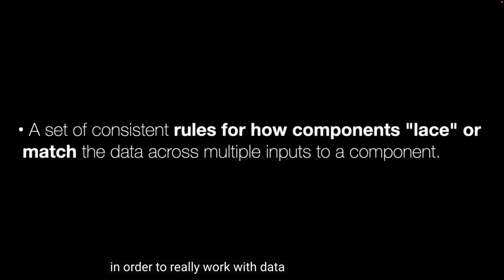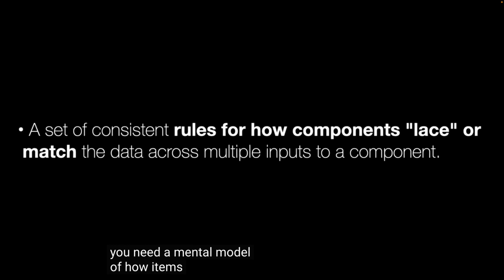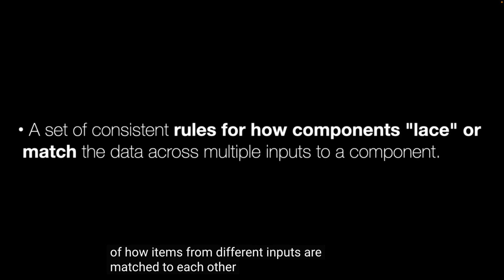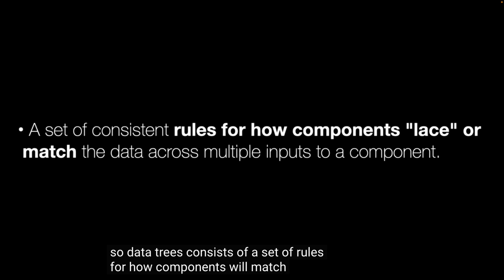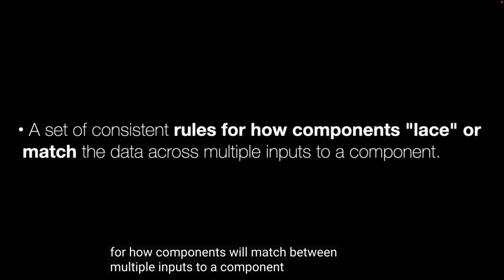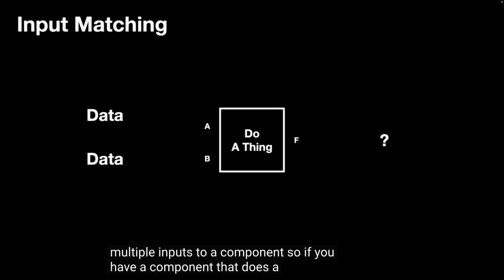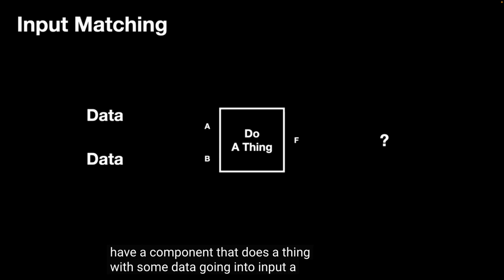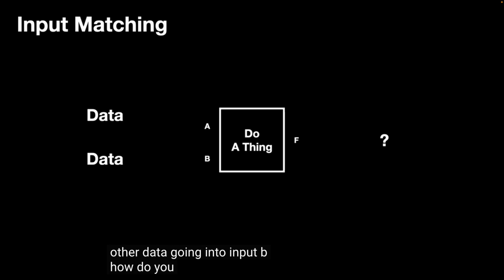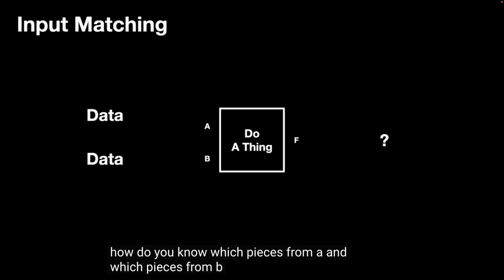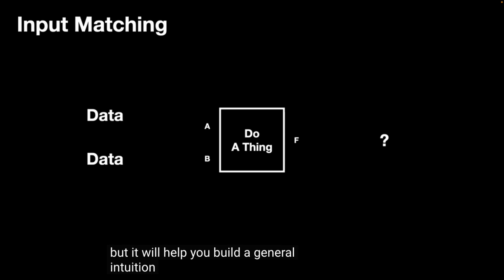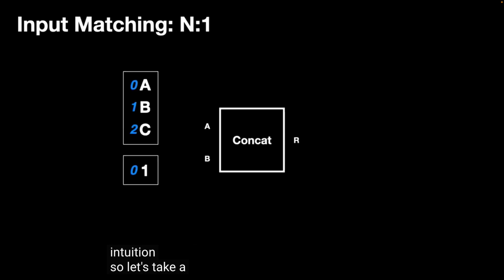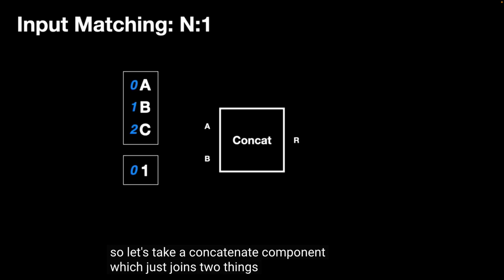In order to really work with data trees, you need a mental model of how items from different inputs are matched to each other. So data trees consist of a set of rules for how components will match between multiple inputs to a component. So if you have a component that does a thing with some data going into input A and other data going into input B, how do you know which pieces from A and which pieces from B it will do that thing to? We're going to talk about this in the context of components with item access, but it will help you build a general intuition. So let's take a concatenate component, which just joins 2 things together.